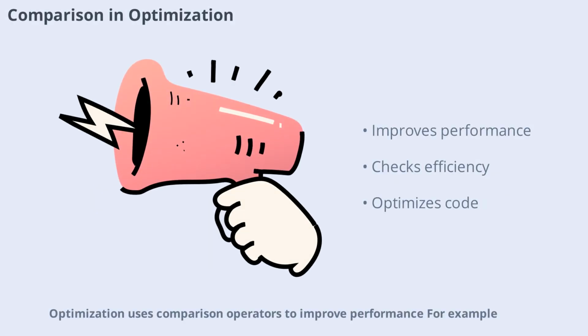Optimization uses comparison operators to improve performance. For example, you might check if a process is faster or if a value is more efficient. This helps you make your code run better and use resources wisely.